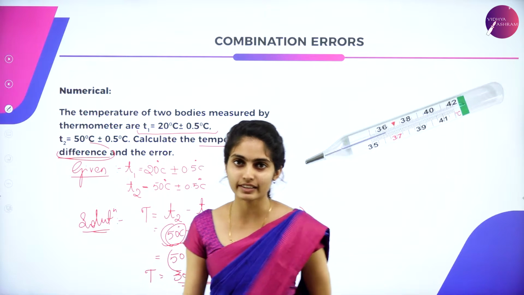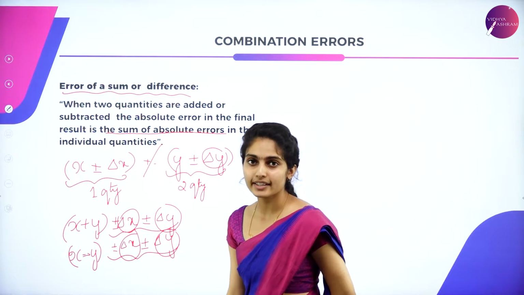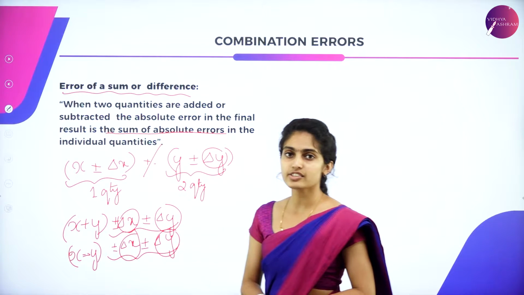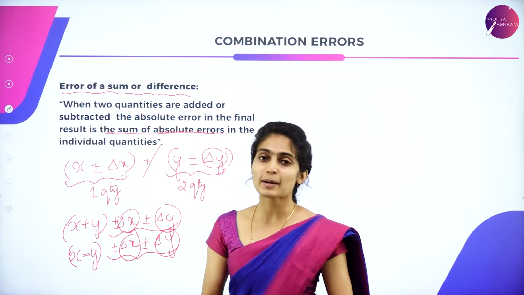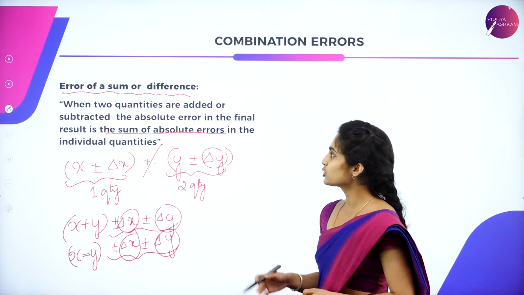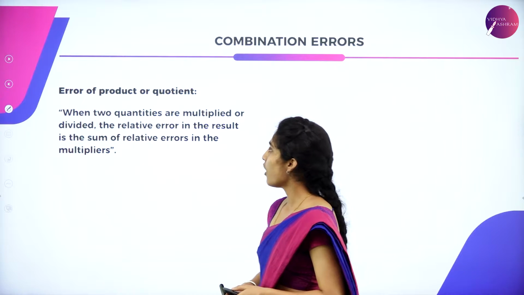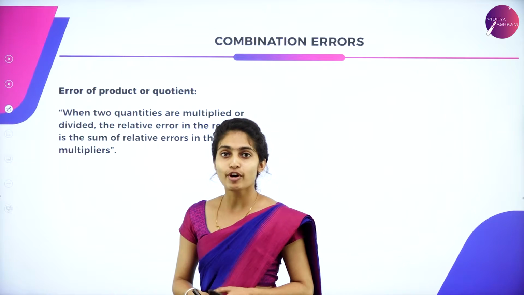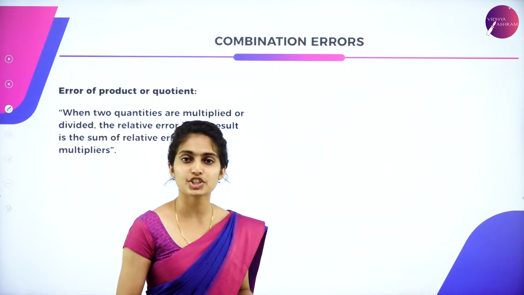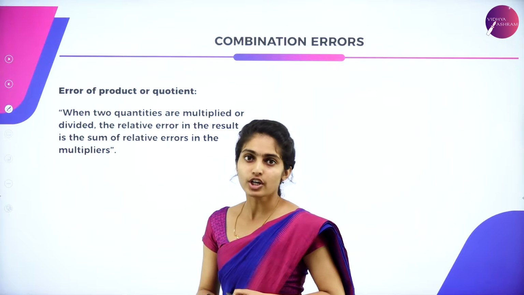The first rule is clear. What does the first rule say? When two quantities are added or subtracted, the absolute error in the final result is the sum of absolute errors in the individual quantities. Coming to the second rule, that is error of product or quotient. In your first rule, we had studied error of addition or subtraction. In this case, we'll be studying error of product or quotient.